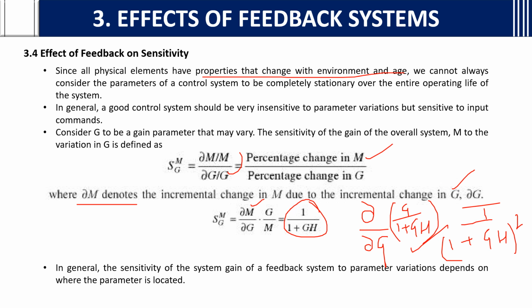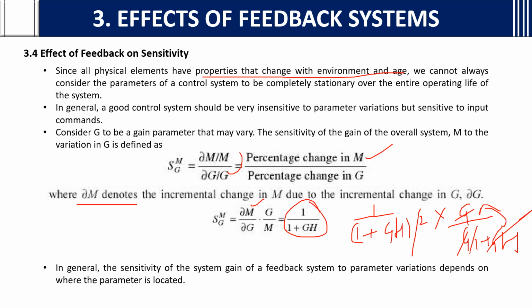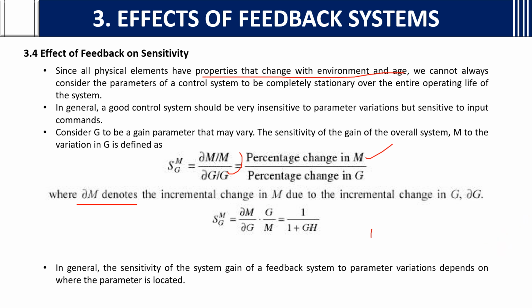After getting 1/(1+GH)², you are left with the other multiplication, G/M. So 1/(1+GH)² times G/M. M we know again is G/(1+GH). So this G gets cancelled and this 1+GH goes up, so one 1+GH gets cancelled. We are left with 1/(1+GH). I am just telling you how the final formula is obtained: in place of M, write G/(1+GH) and differentiate this. After that, multiply with G/M. Again, M is G/(1+GH). Some cancellations will happen, and then you will get 1/(1+GH).